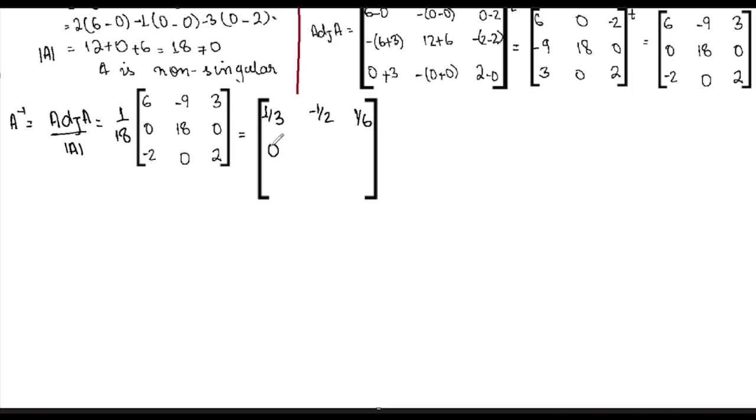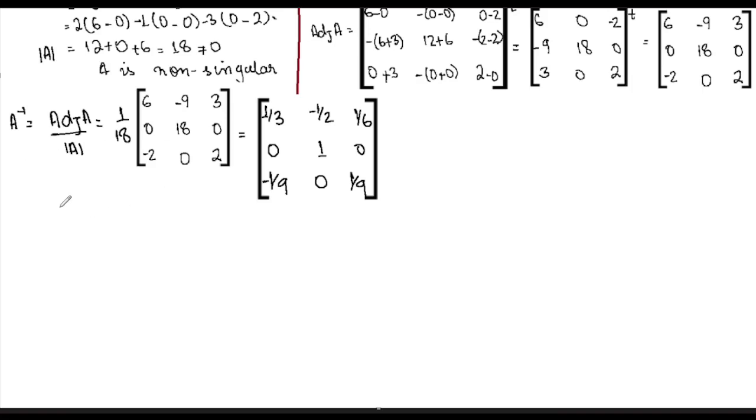0 by 18 gives us 0, 18 by 18 gives us 1, and then again 0 by 18 gives us 0. This row was quite easy, yes? Minus 2 by 18 gives us minus 1 by 9, 0 by 18 gives us 0, and 2 by 18 gives us 1 by 9. So this is our inverse matrix, the multiplicative inverse of the A matrix.